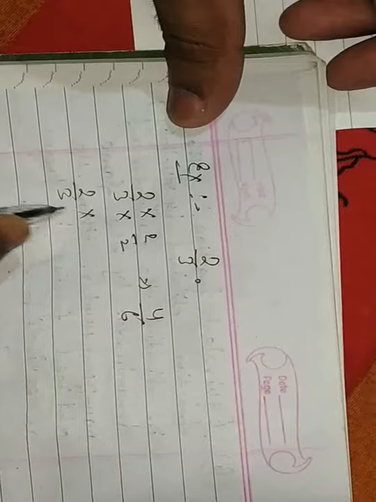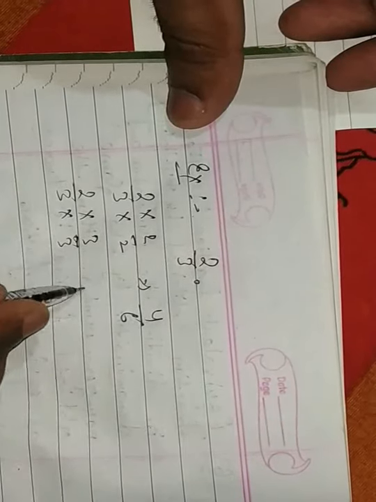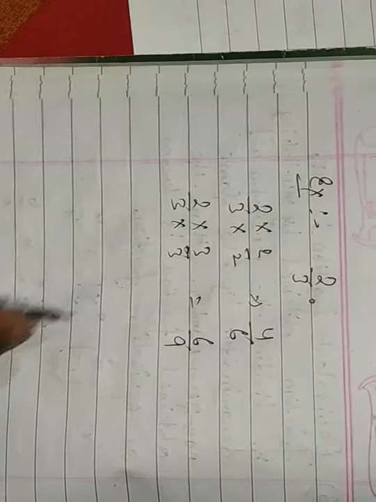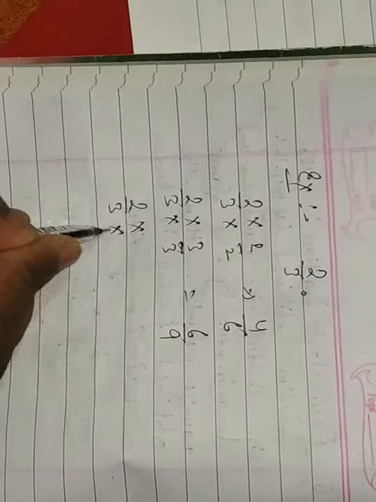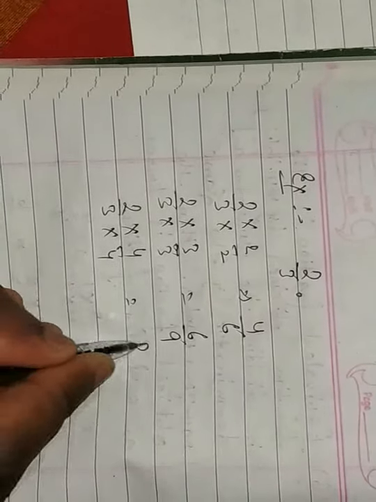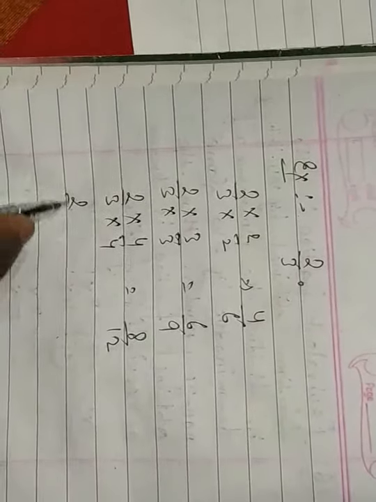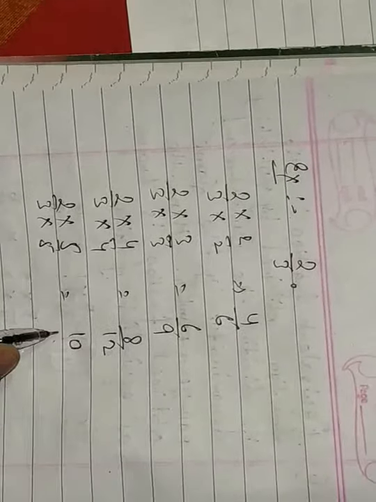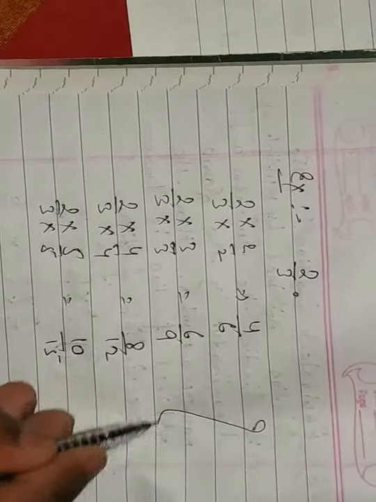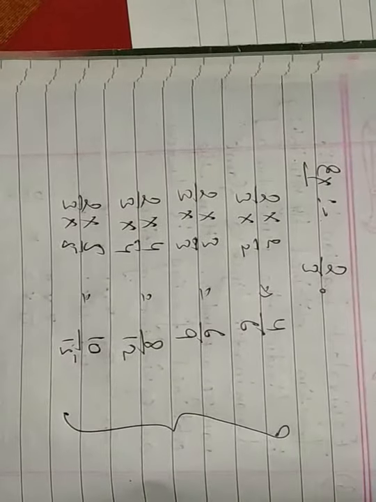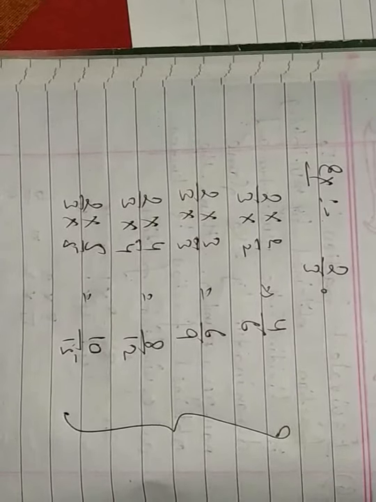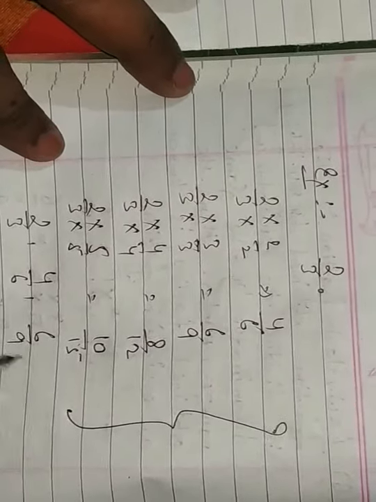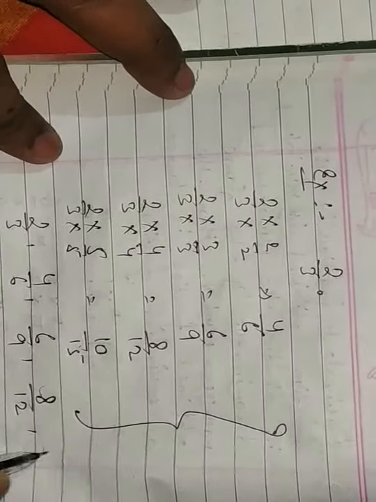Second, 2 by 3 into 3 into 3. 3 2s are 6, 3 3s are 9. 2 by 3 into 4 into 4. 4 2s are 8, 4 3s are 12. 2 by 3 into 5 into 5. 5 2s are 10, 5 3s are 15. So these are the four equivalent fractions to 2 by 3. That is, 2 by 3 is equivalent to 4 by 6, 6 by 9, 8 by 12 and 10 by 15.